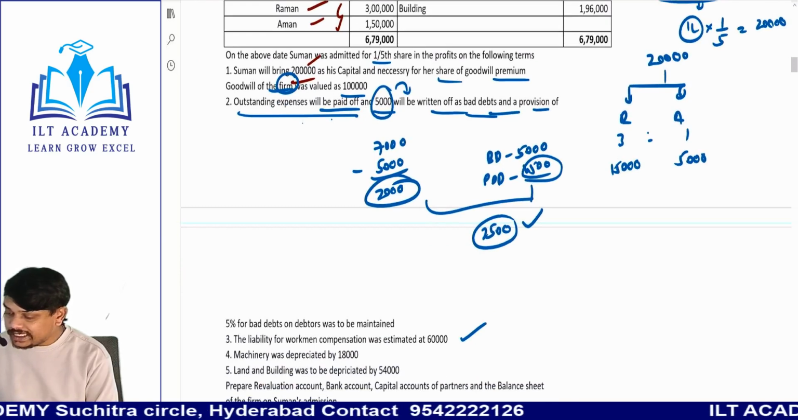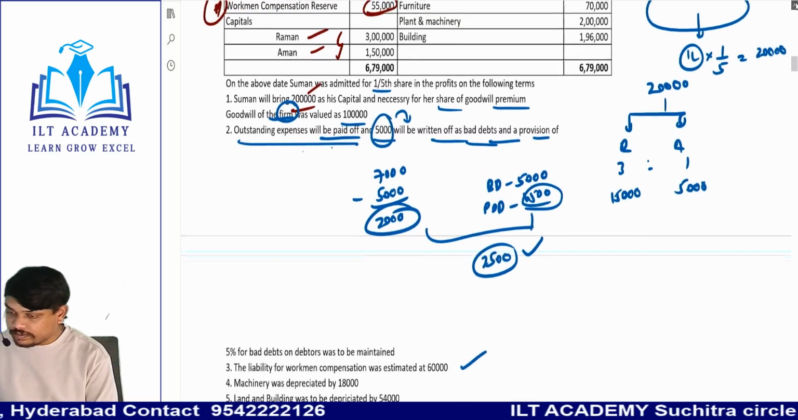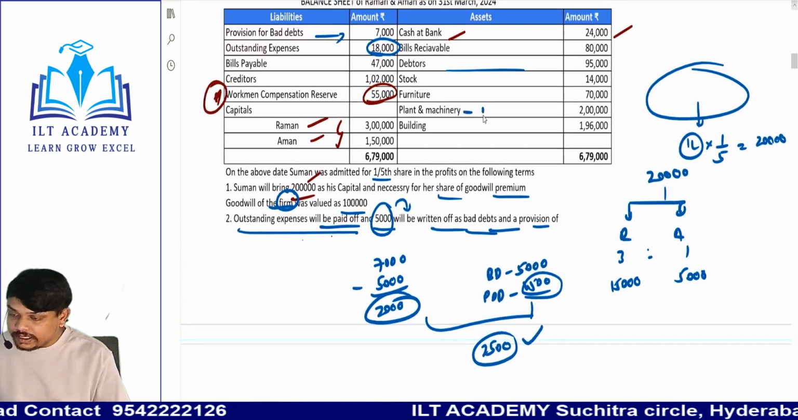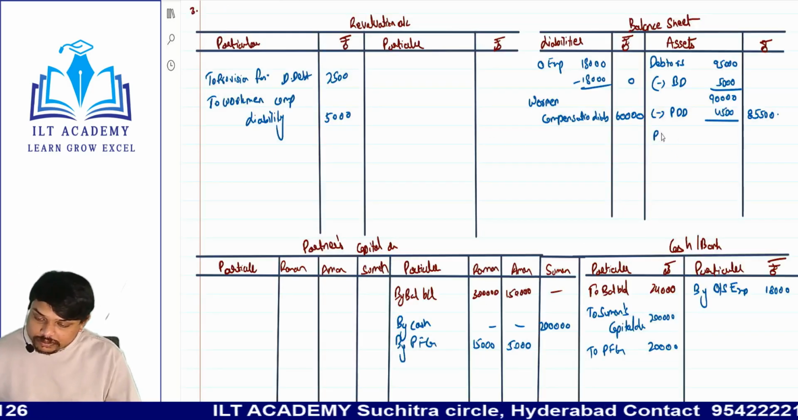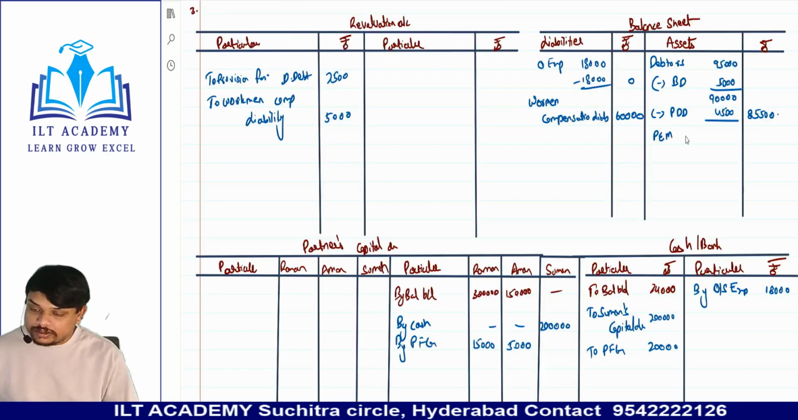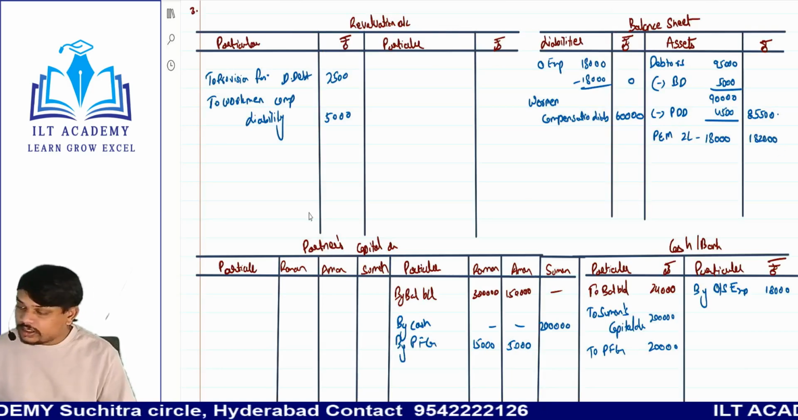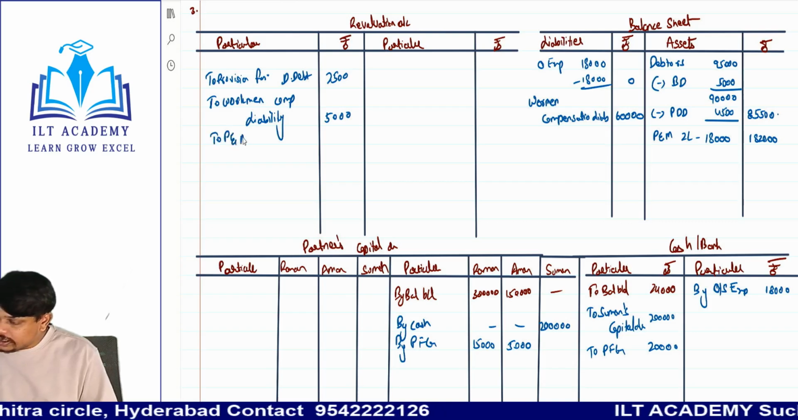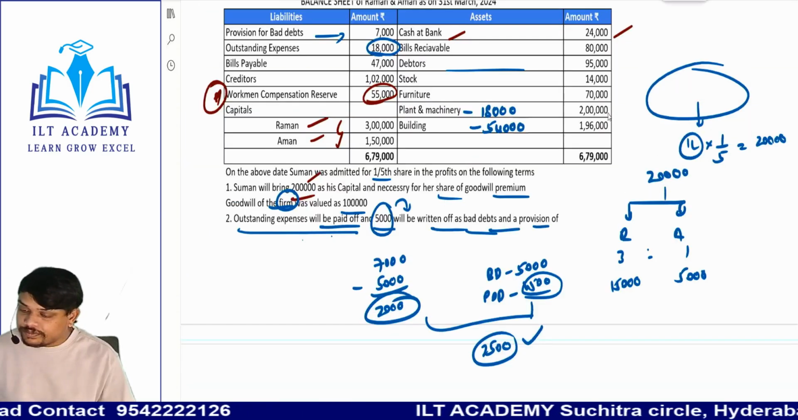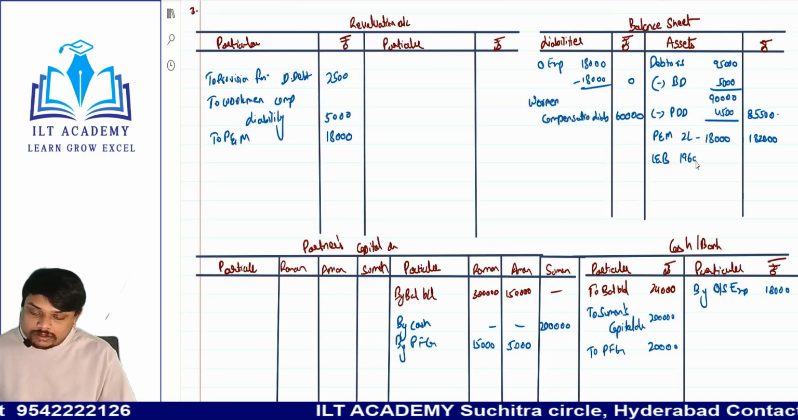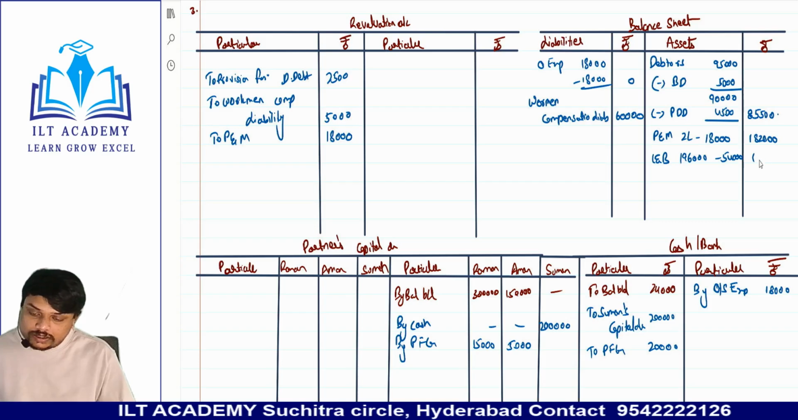Machinery will be depreciated by 18,000, and building by 54,000. We already have plant and machinery of 2 lakhs, minus 18,000 is 1,82,000. Since this is a loss, plant and machinery 1,82,000. Land and building 1,96,000, minus 54,000, which is 1,42,000.